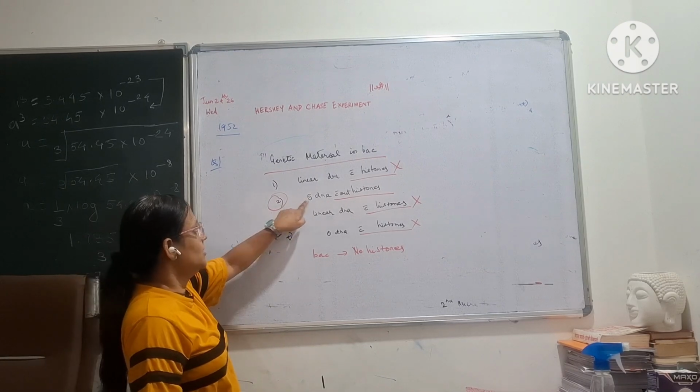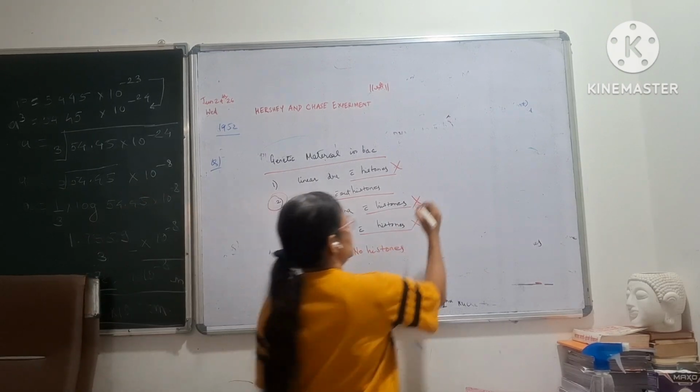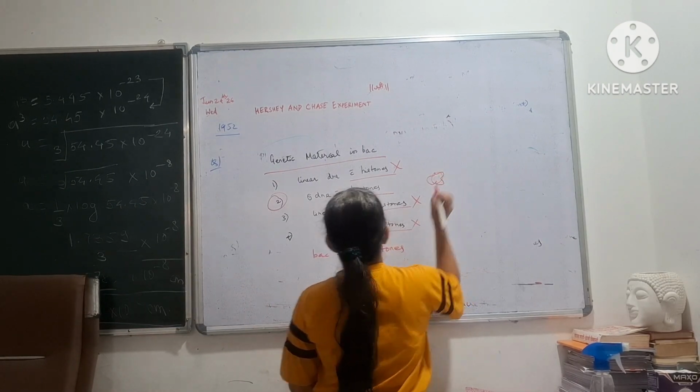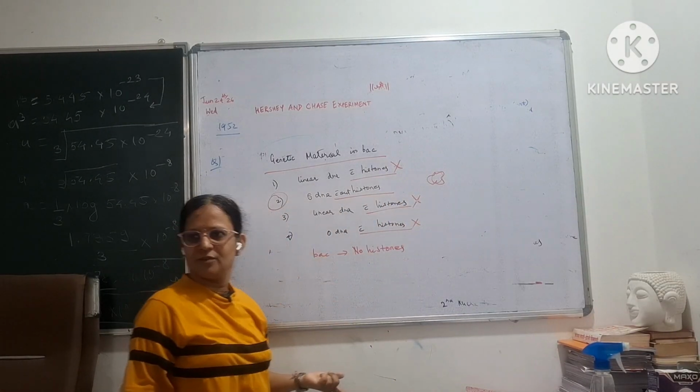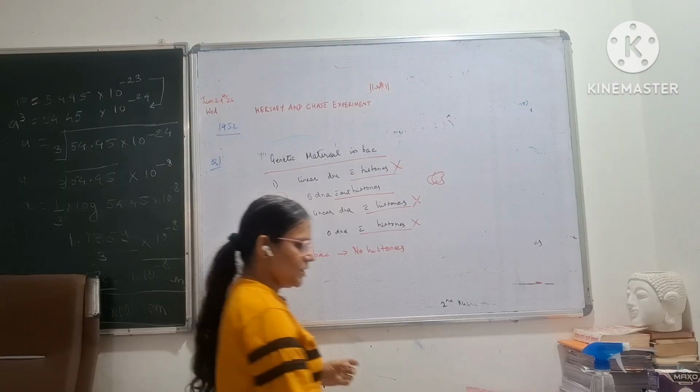Right? So circular DNA. Yes, bacterial DNA is circular. We know that. Bacterial DNA is circular without histones. Right? So the answer is straight.